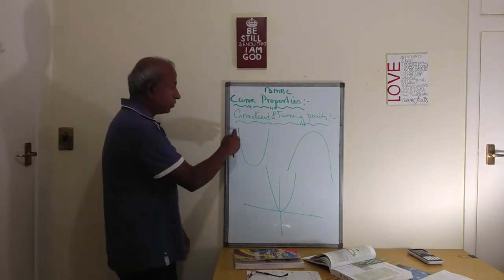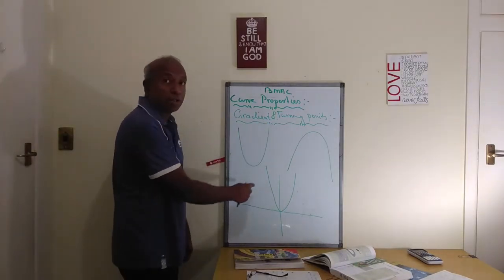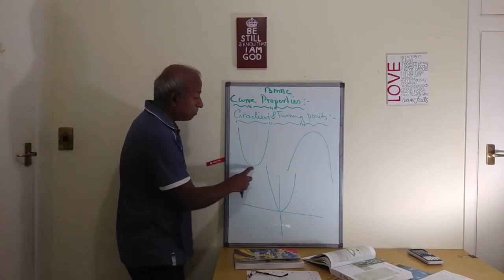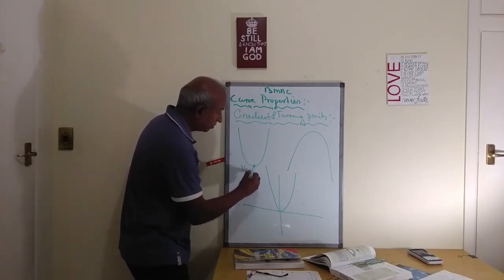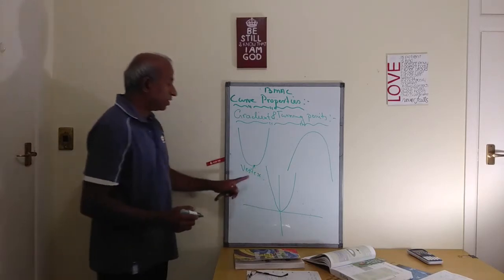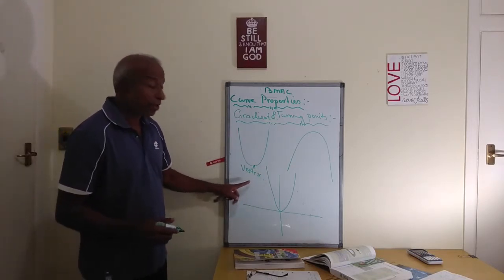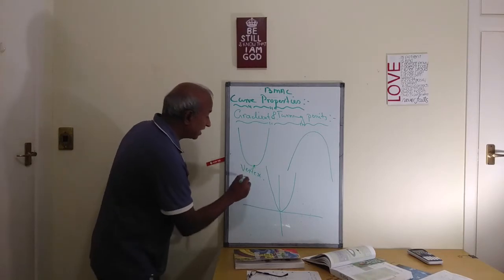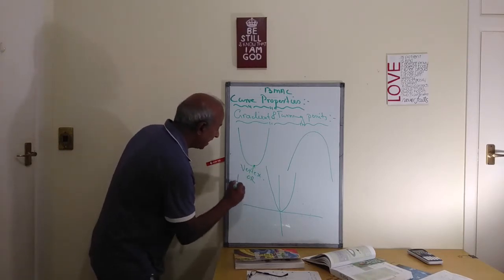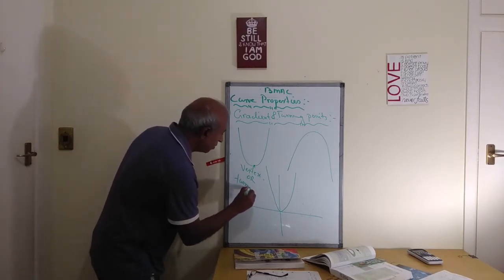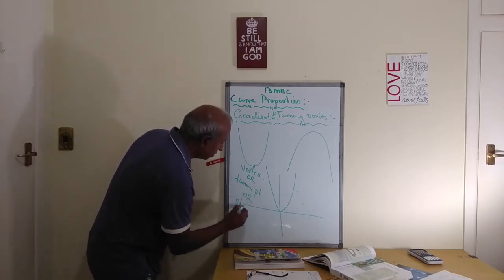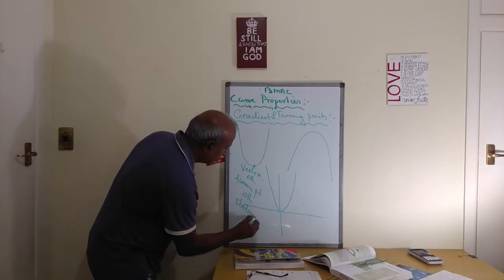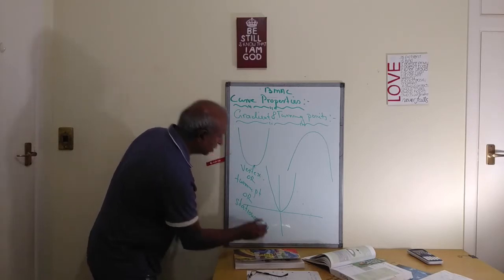Okay, when you look at this one, you can see a happy parabola, a positive parabola. At that point, we call it the vertex. We also call it a stationary point. We also call it a turning point, or a stationary point.